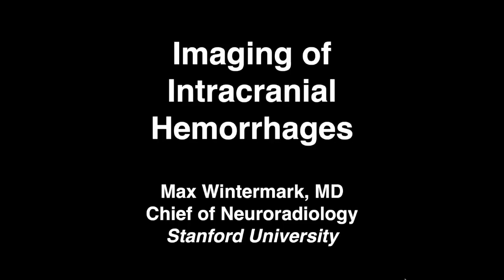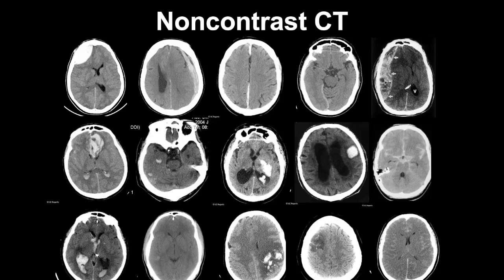I'm the Chief of Neuroradiology at Stanford, and today we're going to review together the typical imaging associated with intracranial hemorrhages. On this first slide, you can see 15 different head CTs, and each of them basically demonstrates one particular type of intracranial hemorrhage. You can see that the pattern is different, and that's going to be the key as we move forward through each of these cases.